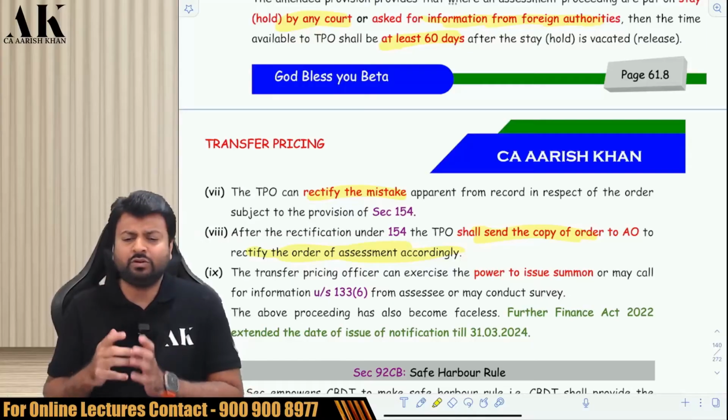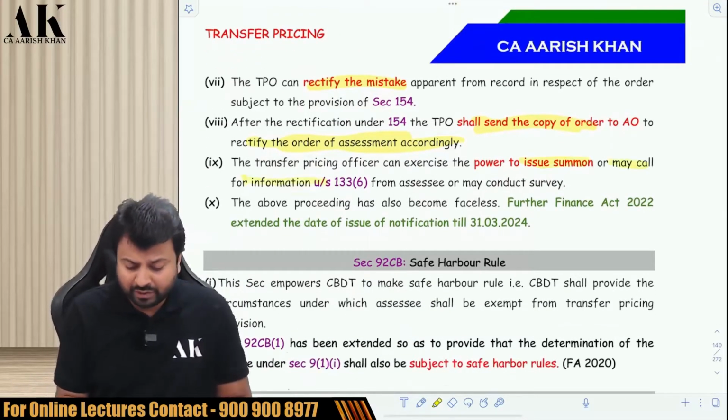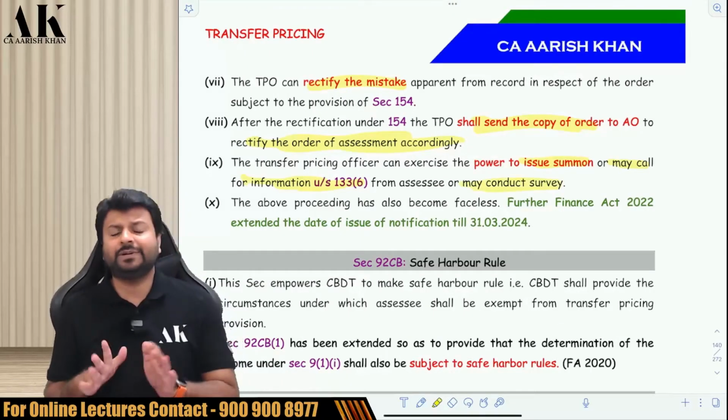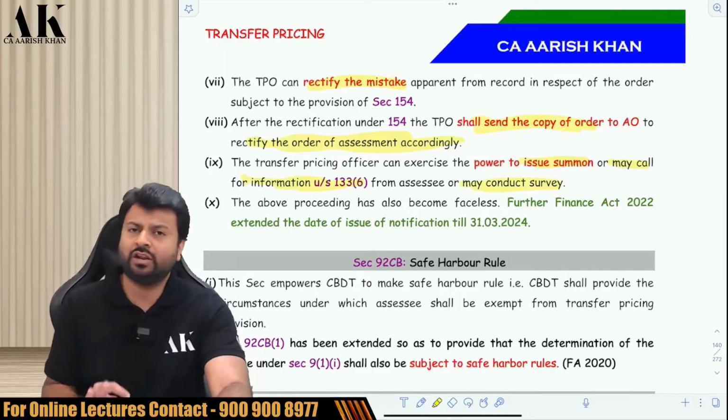Certain powers have been given to the TPO. Yes, the TPO has been given certain powers, like to issue summons. The TPO may call for information under 133. The TPO may also conduct a survey, and last but not least, the government has said that till 2024 we are going to make this entire proceeding of the TPO as what? As a faceless proceeding. Check it please.